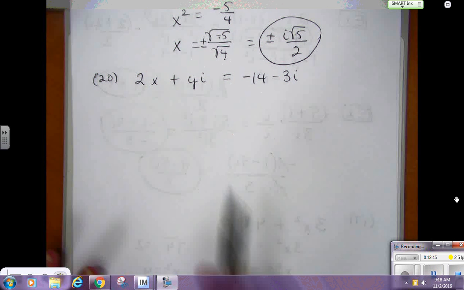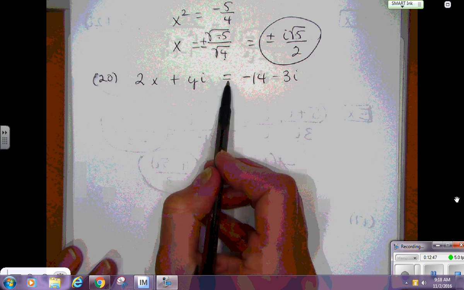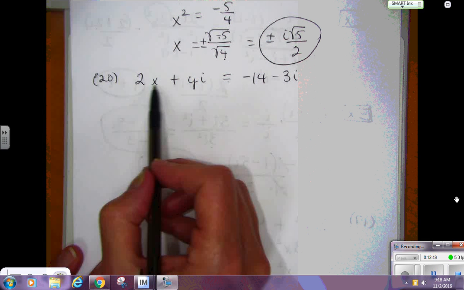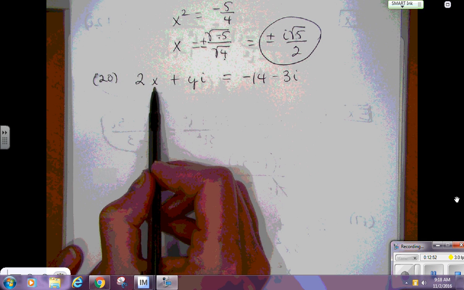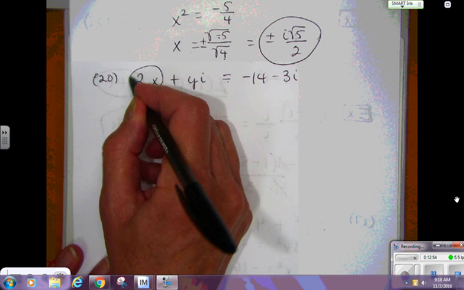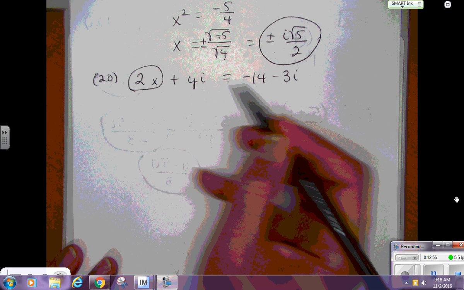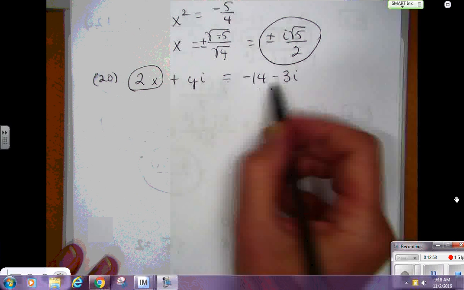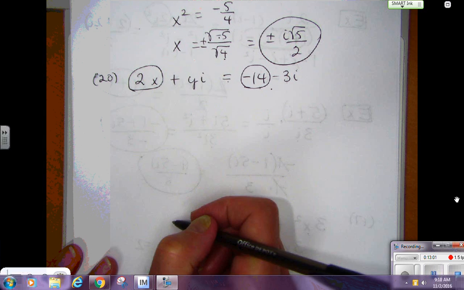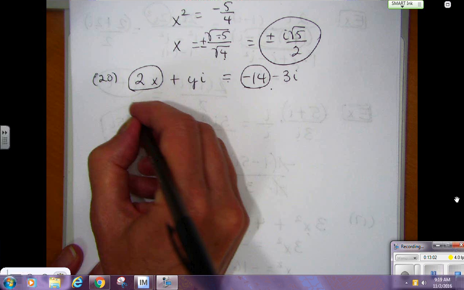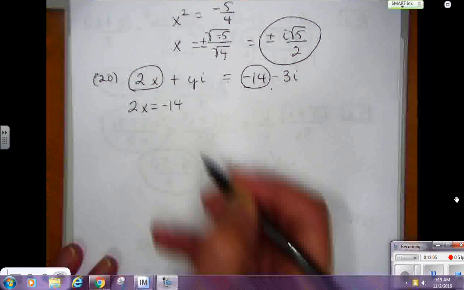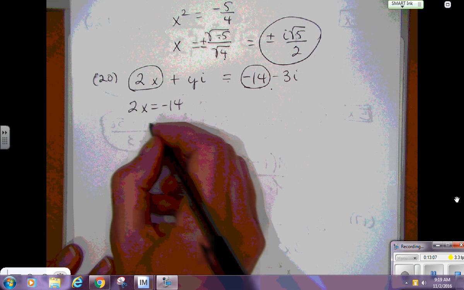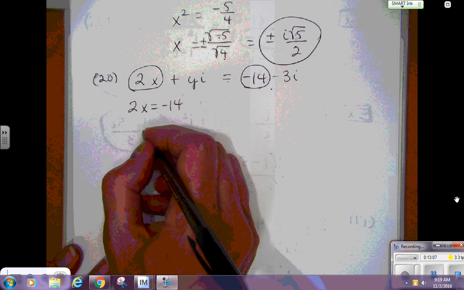So on the left side of the equal sign, the 2x is your real part because it does not have an i with it. So this is the real part on the left side. On the right side, the negative 14 is the real part because that one doesn't have an i with it. So I would set the real parts equal to each other and solve for x. x is going to equal negative 7.